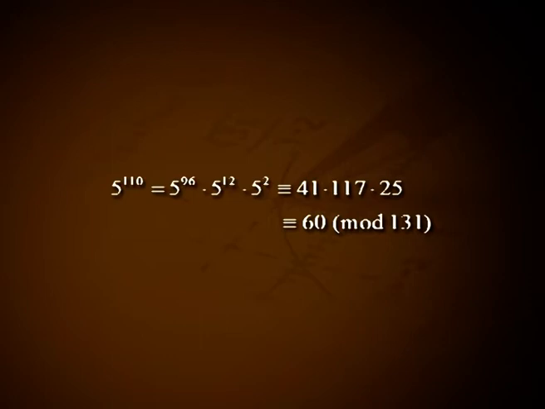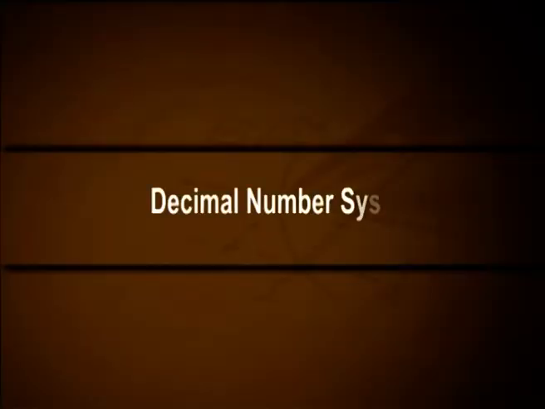As a minor variation of the procedure, one might calculate modulo 131 the powers 5, 5 square, 5 cube, 5 raised to 6, 5 raised to 12, 5 raised to 24, 5 raised to 48, 5 raised to 96 to arrive at 5 raised to 110 is equal to 5 raised to 96 into 5 raised to 12 into 5 square, which is congruent to 41 into 117 into 25, which is congruent to 60 mod 131, which would require 2 fewer multiplications.